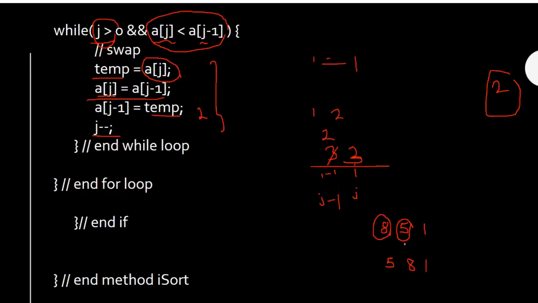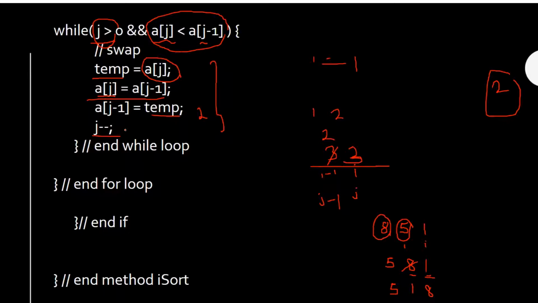Then we increment our i from 5, and it comes here, so our i comes to this place where we have 1. Then we go again into our for loop, into our while loop. Now we check, is our a of j, which is this, less than our a of j minus 1? We swap. So this one becomes 1, this one becomes 8, and this is still 5. That is the first iteration.